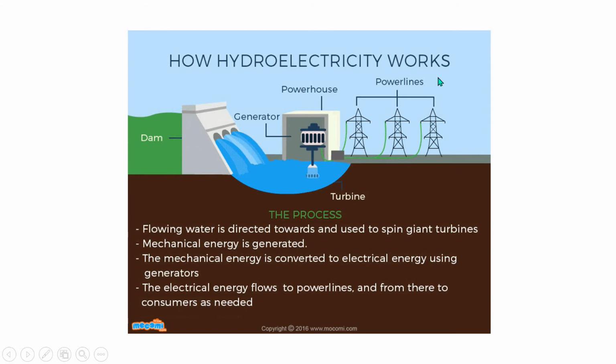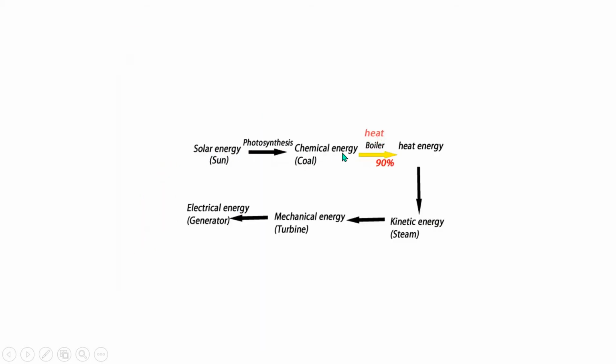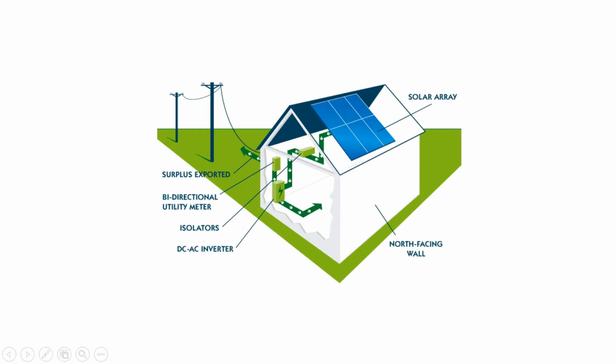And hydroelectricity work means how electricity is produced in dams. Here you can see from a dam the water is going into a turbine and causing the rotation of this generator. When it is rotating, the powerhouse generates the electricity and it is supplied to the power lines. And this is also the same: solar energy, then into chemical energy, then heat energy, and then kinetic energy to chemical energy to electric energy.